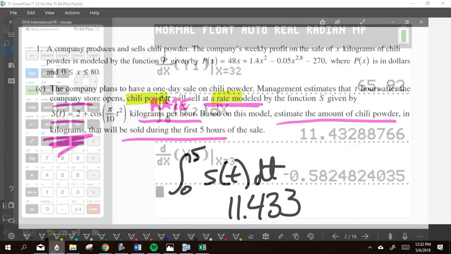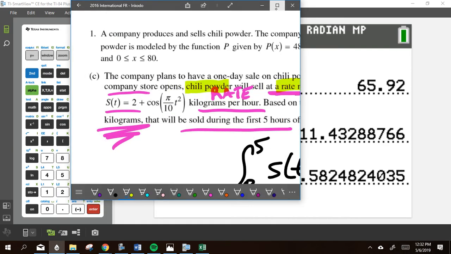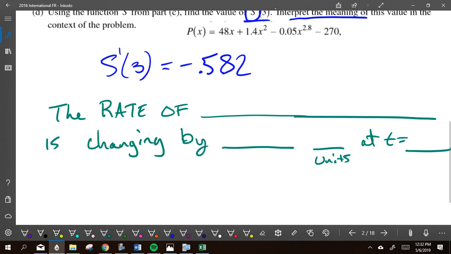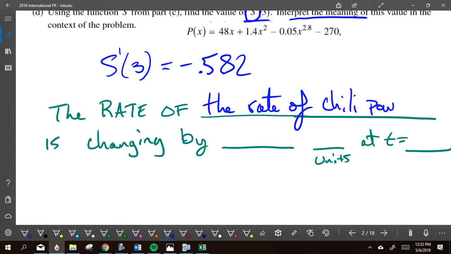So down here below, I'm going to write the rate of chili powder sales. Is that super annoying? Yeah, it is. It looks really weird to say the rate of the rate, but that's what it is. It is acceleration, if that makes you feel any better. It's the rate of chili powder sales. It is changing by negative 0.582.